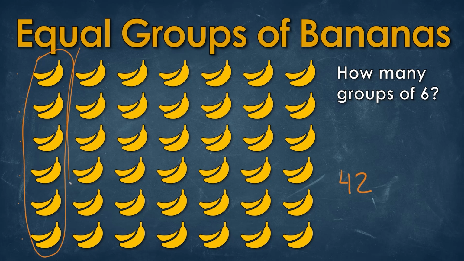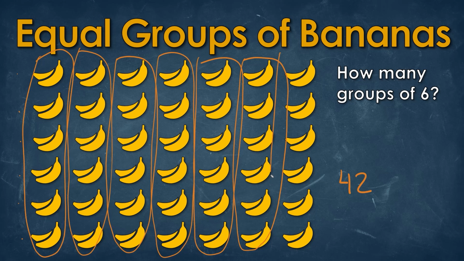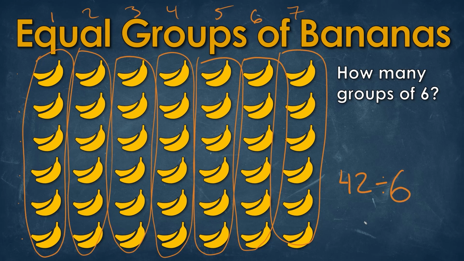Okay, well then I know that this is going to be another group. I know this is going to be another group. This one will be. So we'll have to see how many groups we are going to have in total, because each one of these will tell us how many groups of 6 we have. So we have 1, 2, 3, 4, 5, 6, 7. So that's the idea of 42 individual bananas divided with groups of 6 will equal 7 total groups.